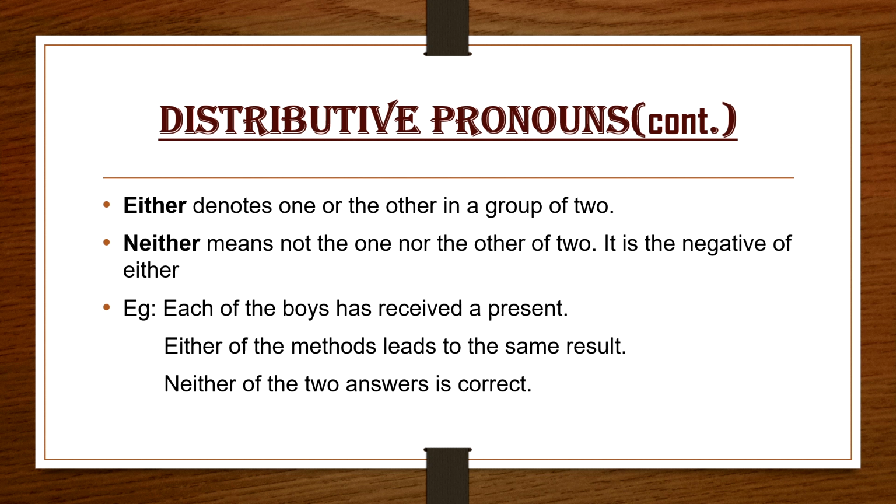Either denotes one or the other in a group of two. Neither means not the one nor the other of two. It is the negative of either. For example, each of the boys has received a present. Either of the methods leads to the same result. Neither of the two answers is correct.